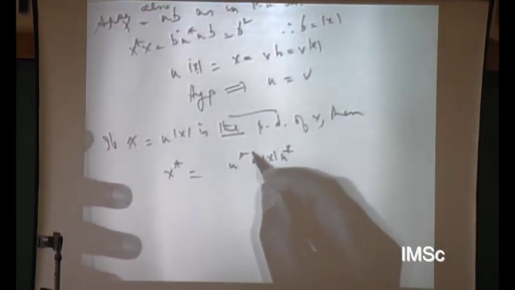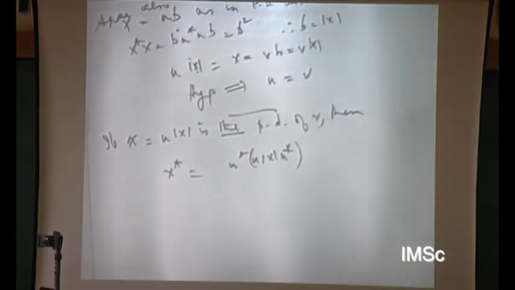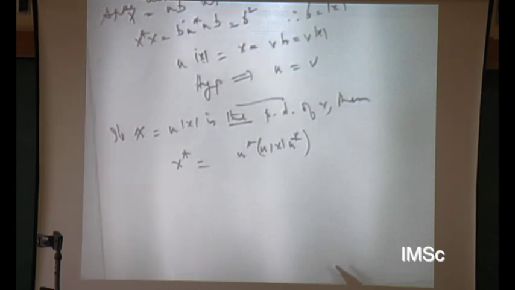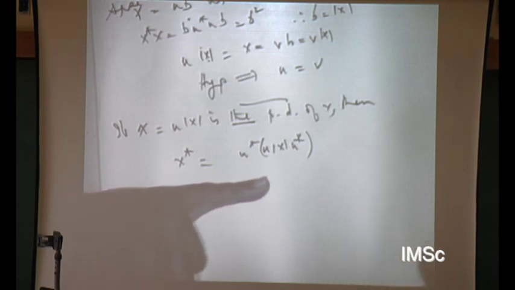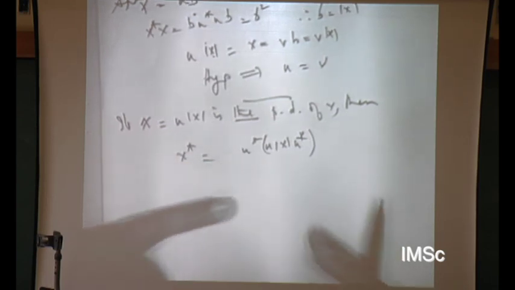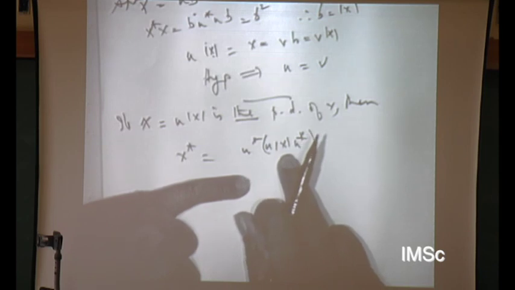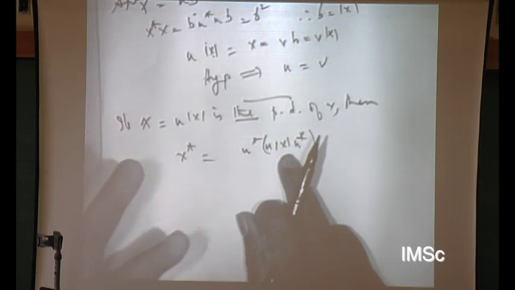But then I want you to observe that u star is a partial isometry. I want to say that U mod x U star is positive. That's clear because mod x is positive. This is a positive operator. And what is the kernel of this? You can observe that they satisfy the same condition.